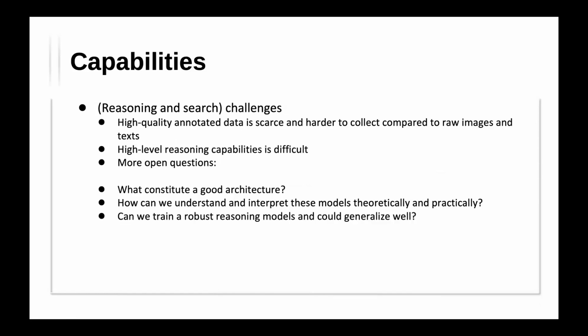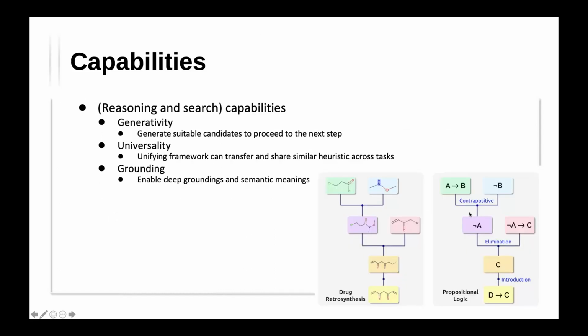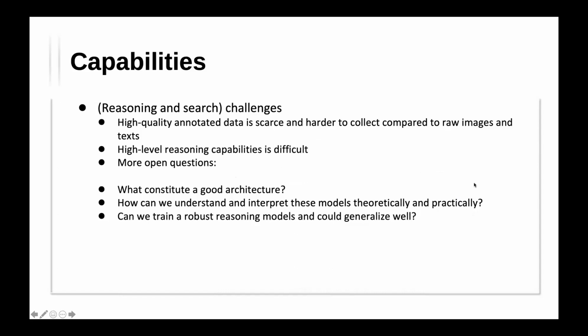And the challenges for reasoning and search are, first, that high quality annotated data is scarce and harder to collect compared to raw images and text. Like collecting those theorems is difficult. And the second challenge is that high level reasoning is difficult because at the current stage, the model can only output line by line. But for humans, when we reason about proving, we first have a high level skeleton and then fill in details. So it's very different.